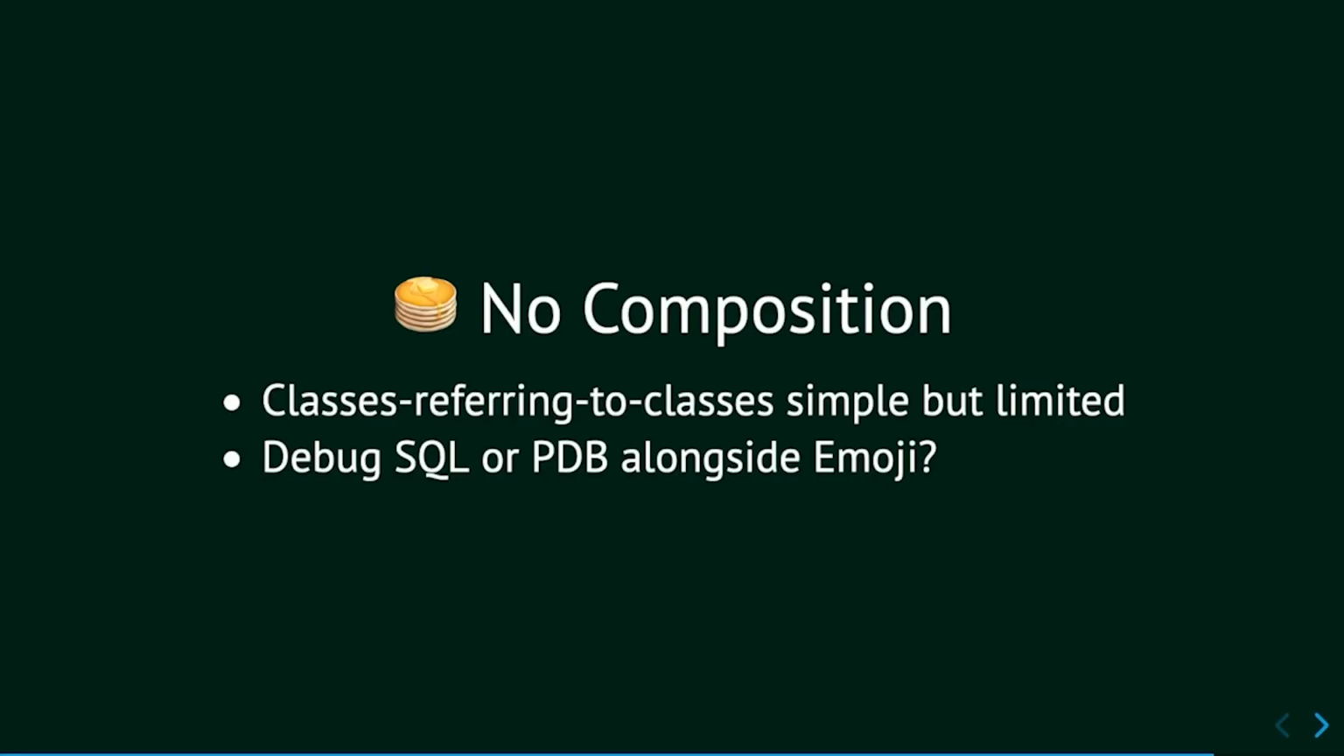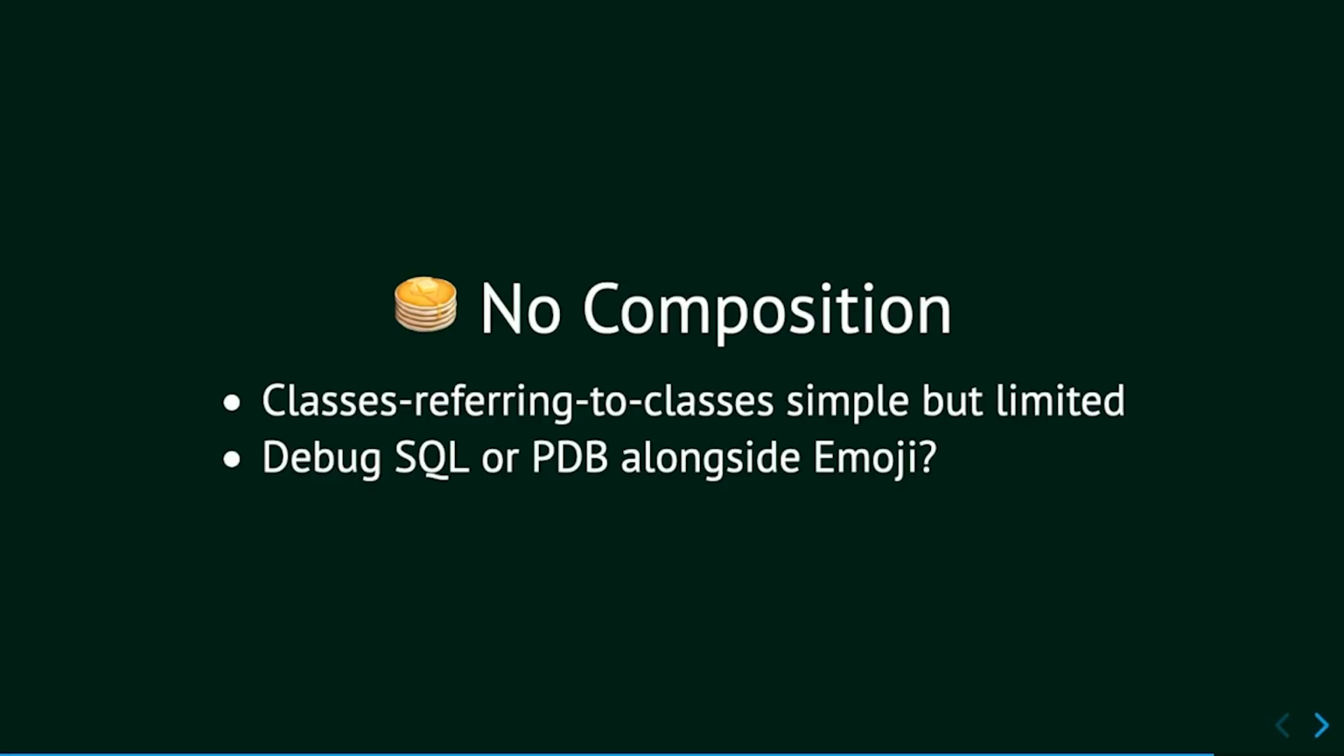So having taken a tour of the test runner architecture, we can now think about some of the problems with customizing it. This method of classes referring to other classes is simple and not too hard to debug, but it becomes rather limited very quickly. Imagine if we tried to implement emoji output on top of the debug SQL and PDB output options provided by Django. Those are provided in separate classes to our emoji test result class, so we'd need to build other subclasses that use multiple inheritance to put them all together.